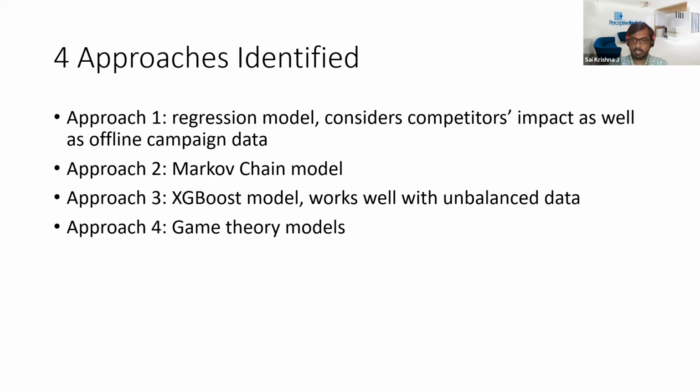We were talking about integration of online and offline data, right? So the first approach is something that will consider the impact of offline data as well. The second approach is a Markov chain model. The third approach is an XGBoost, or extreme gradient boosting, model. The reason for choosing this model is that it works well with unbalanced data. I'll be going into more detail on what exactly unbalanced data is, but that is the USP of the third approach. The fourth approach deals with game theory models.